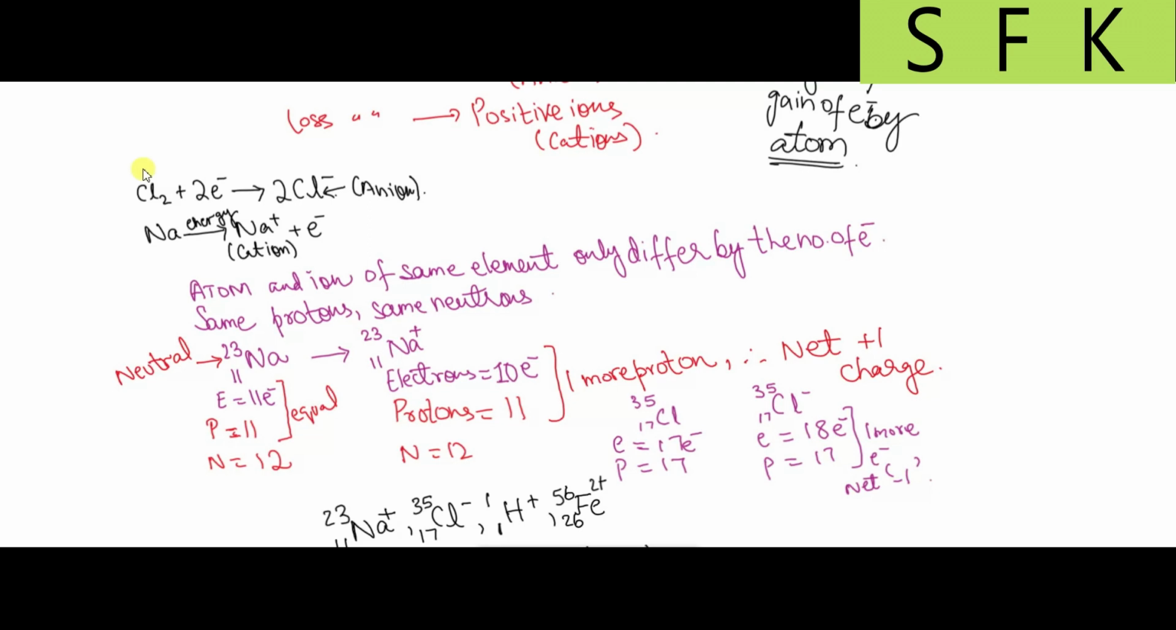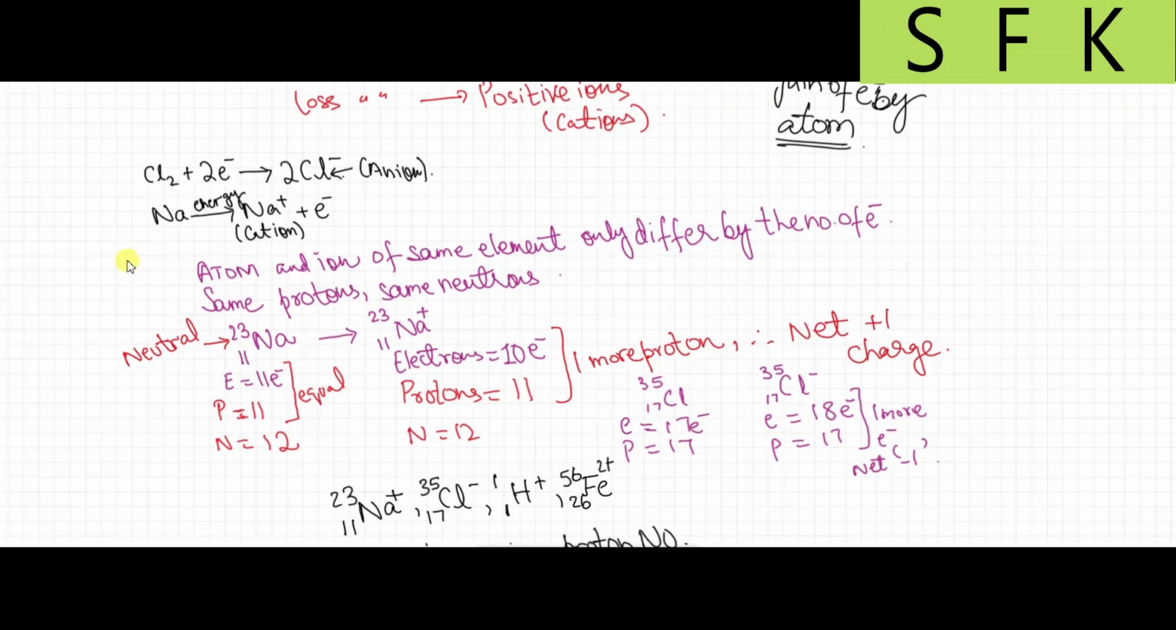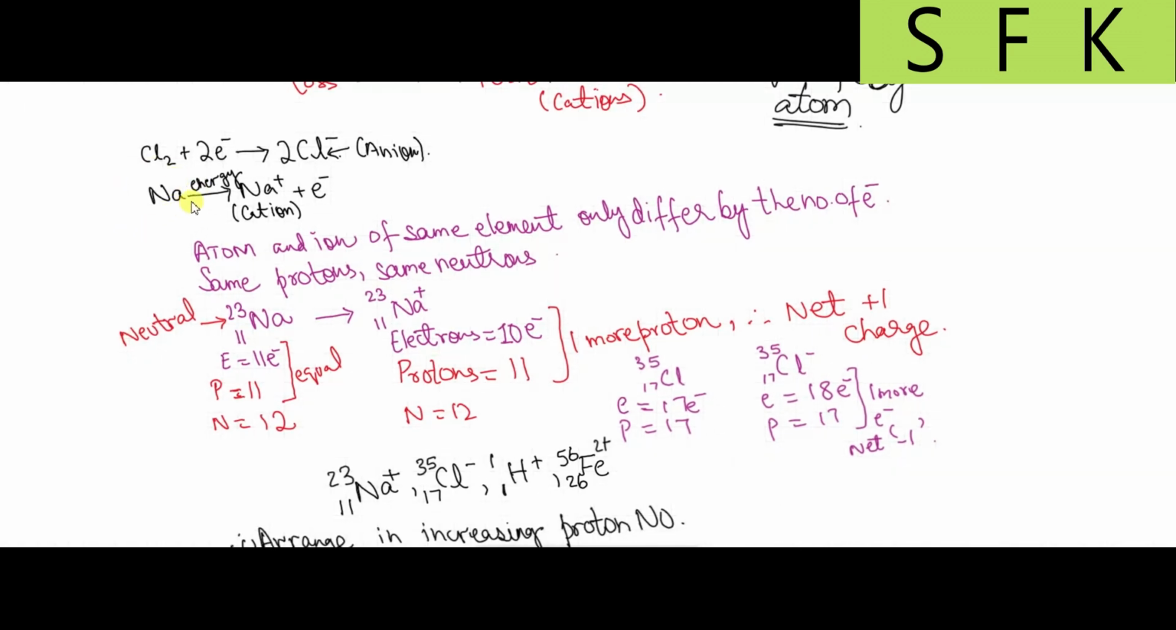An example over here is the formation of chloride ions from chlorine atoms. When chlorine gas, which is in diatomic form, gains two electrons, it forms two chloride ions. Sodium metal loses electrons and forms sodium positive ions. Group 1, 2, and 3 elements generally lose electrons and form cations. All the metals actually form cations, and the metals belonging to these three groups generally form cations.